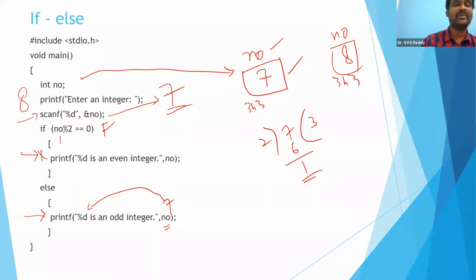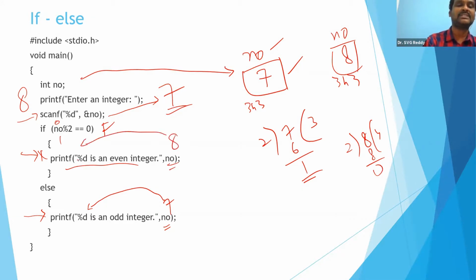And then if number percentage 2, yes. So 2 with 8, what will happen? 2 fours are 8, remainder 0. So now we got the remainder as 0 here. So 0 is equal to 0. Yes, that's true. If it is true, we will enter printf percentage d is an even integer. What is number here? Number is 8. So 8 will be passed to this percentage d. So 8 is an even integer.